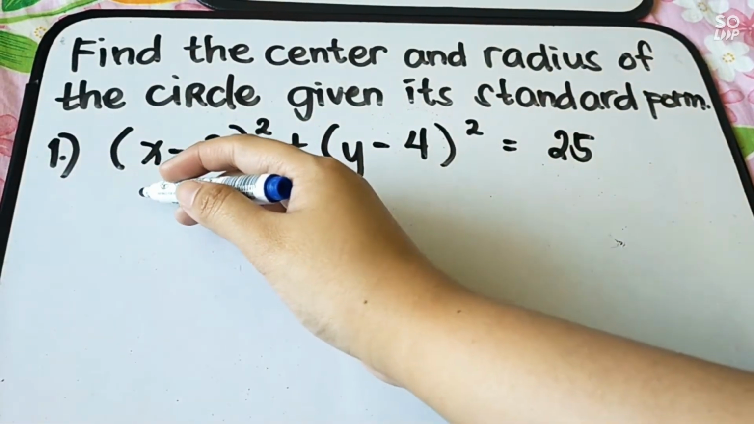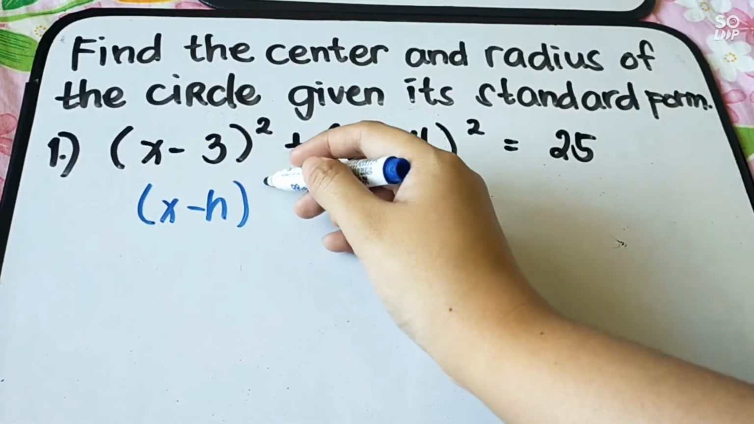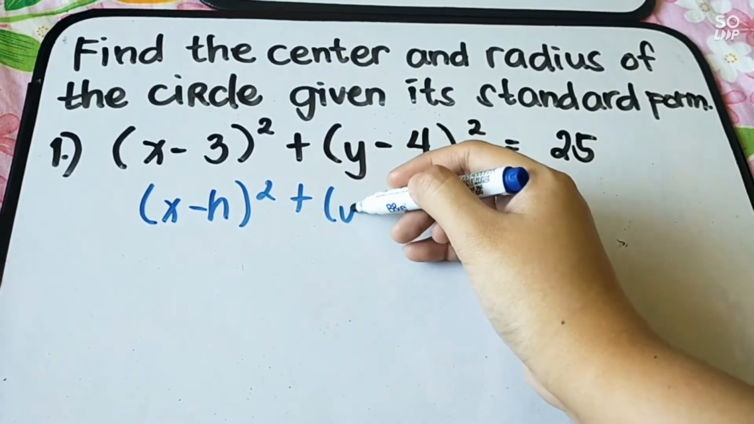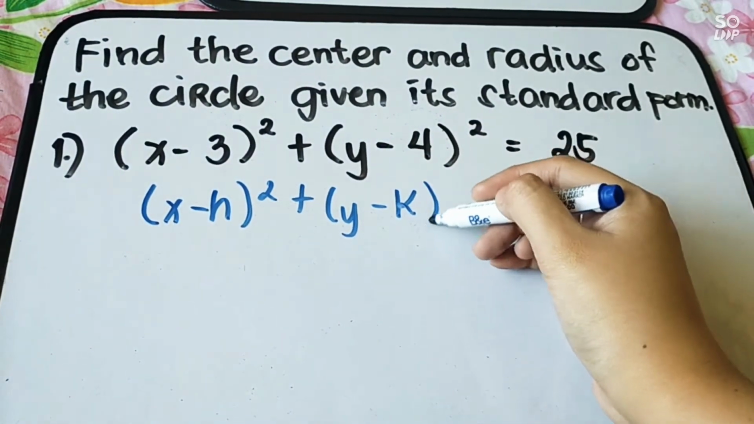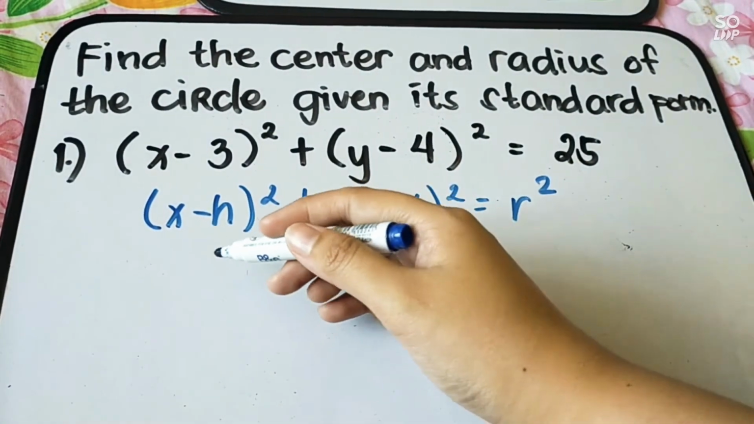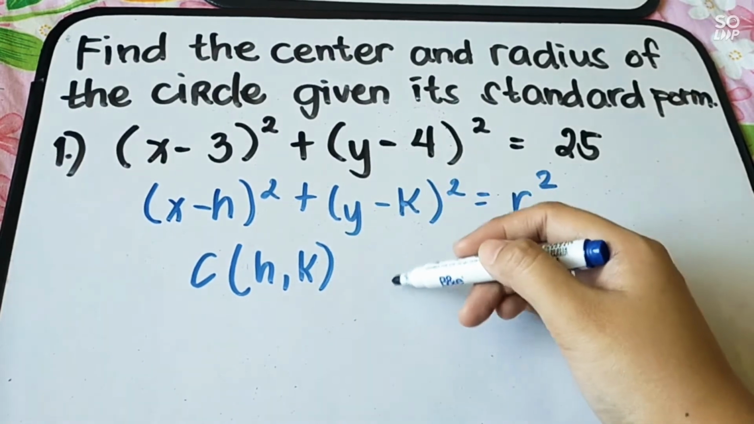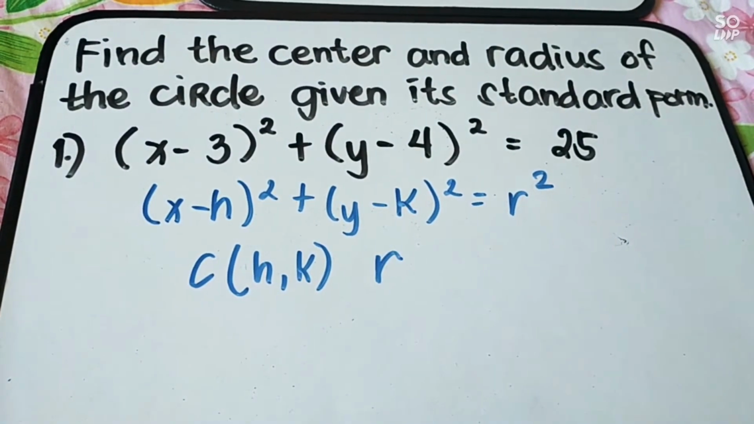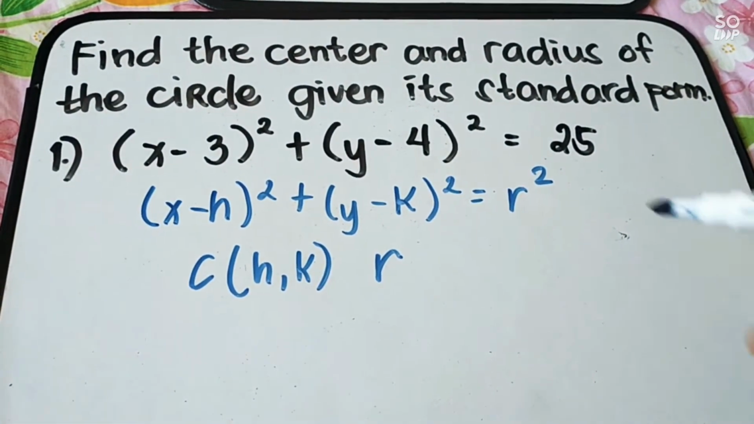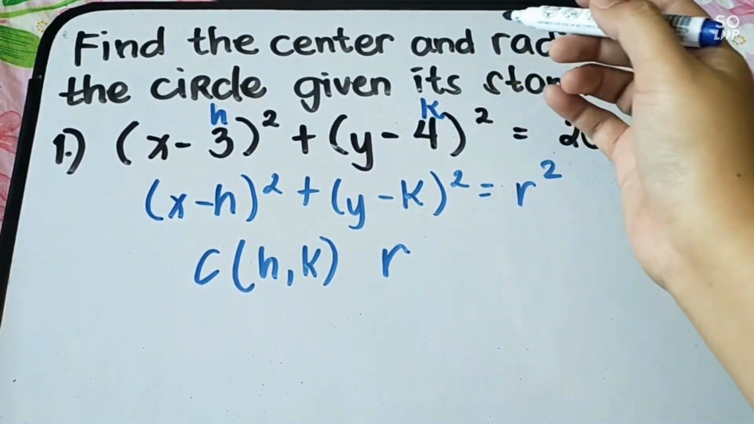What's the standard form of a circle? We have (x - h)^2 + (y - k)^2 = r^2. Ang hinahanap natin ay si center, which is (h, k), and then ang ating r. So, for us to find h and k, ito na yon. This is your h, and this is your k.